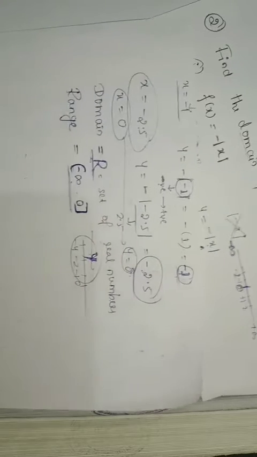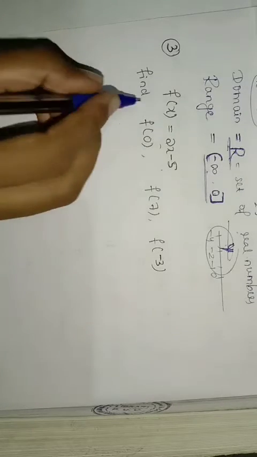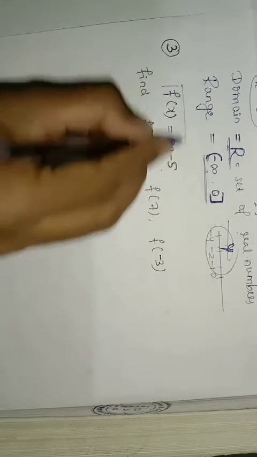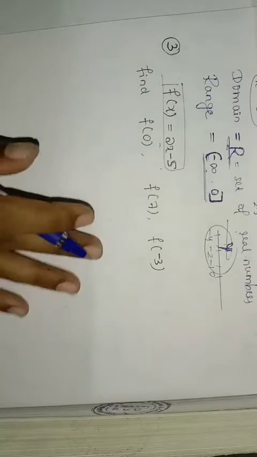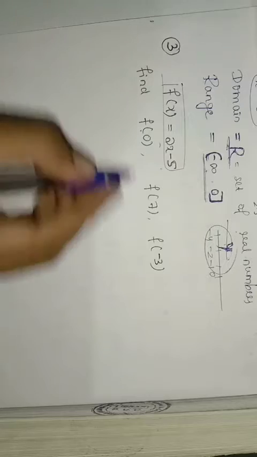So next one we have, this question is very simple. What have they given? F of x is equal to 2x minus 5, they have given us. So what do we have to find out? f of 0, f of 7, f of minus 3.